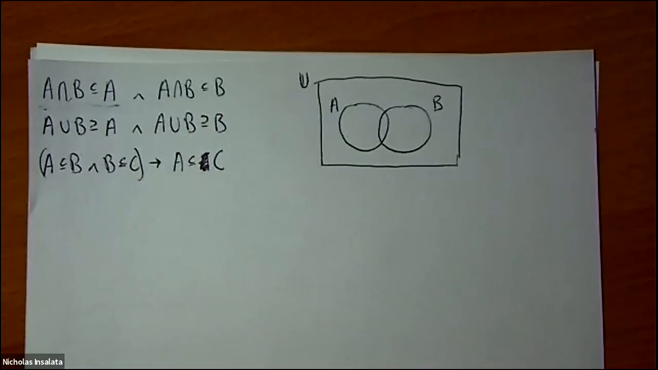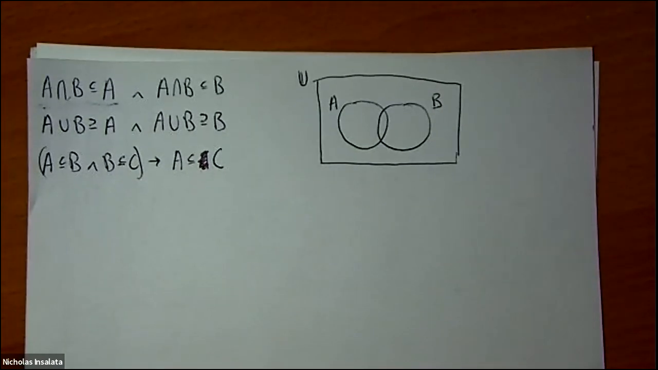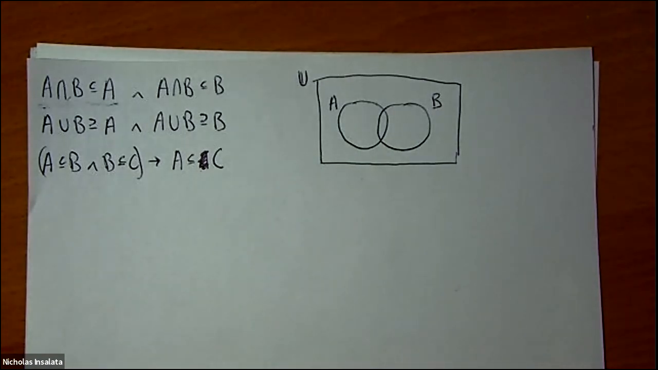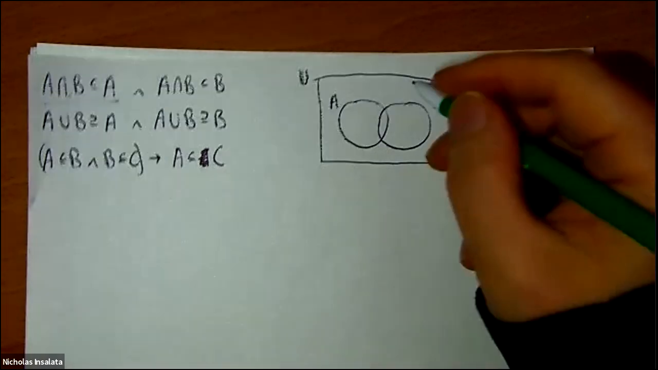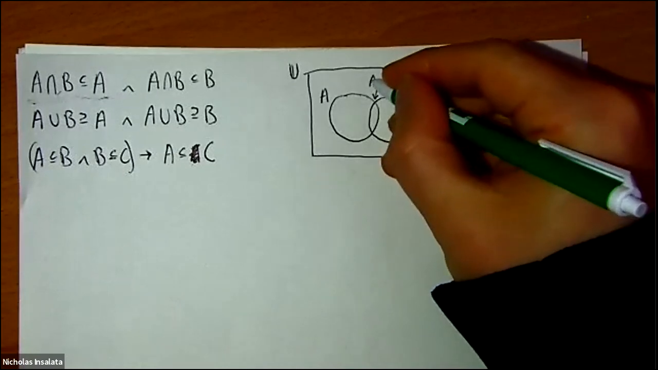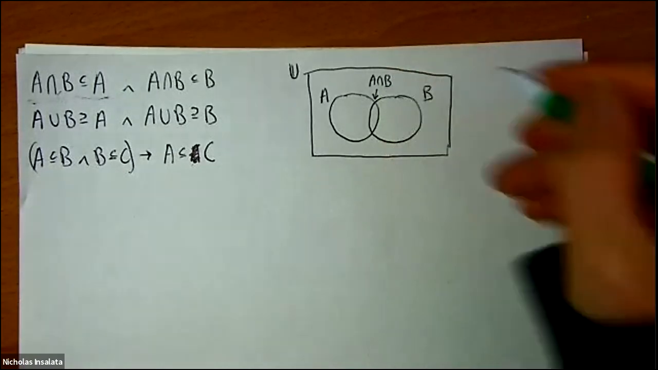Where's A intersect B? Which part of the diagram would be A intersect B? The middle, yeah, the little sliver, right? This little part right here, that's A intersect B.